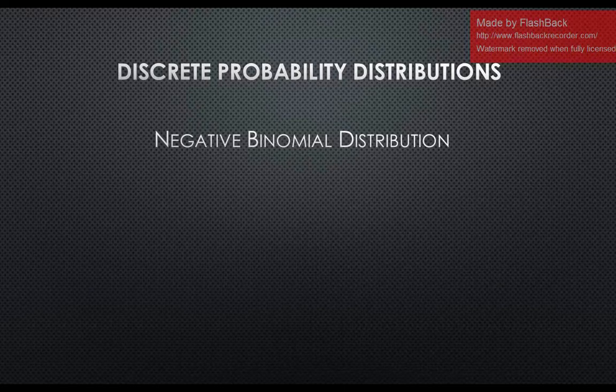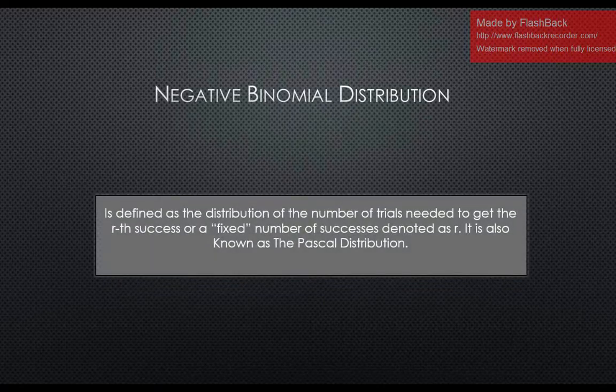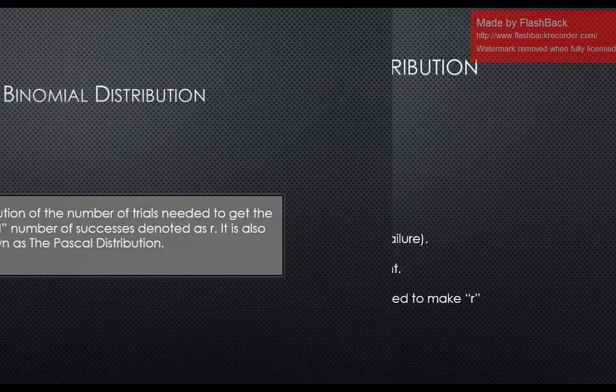Negative binomial distribution. It is defined as a distribution of the number of trials needed to get the r successes, or a fixed number of successes denoted as r. It is also known as the Pascal distribution.